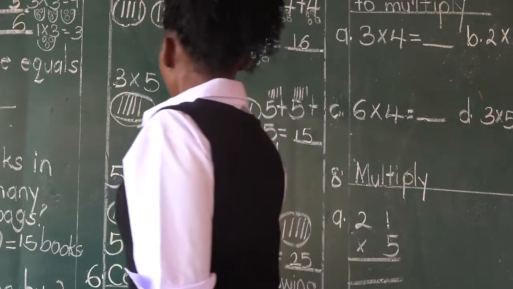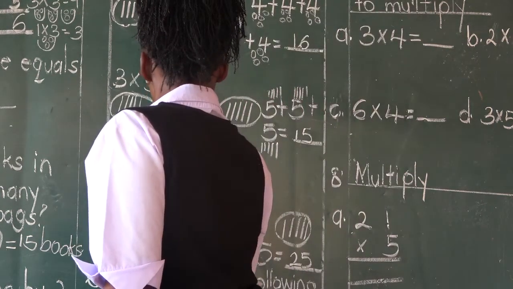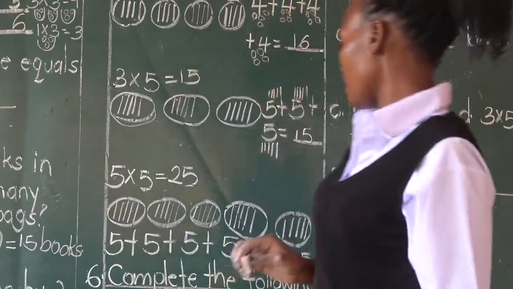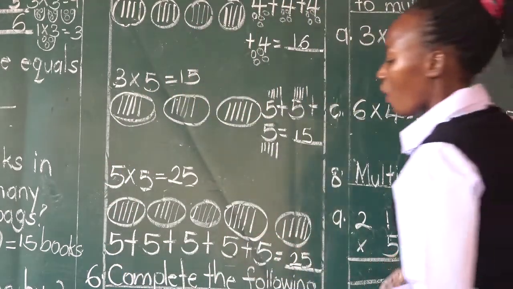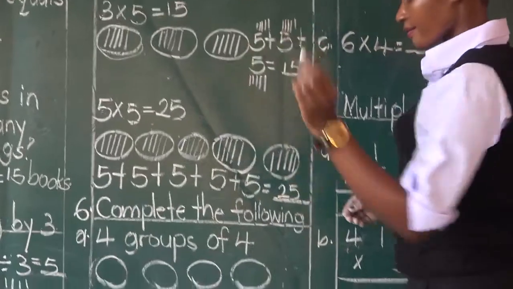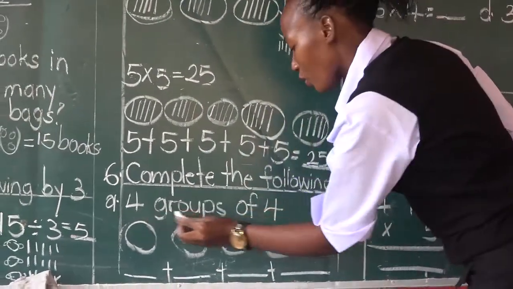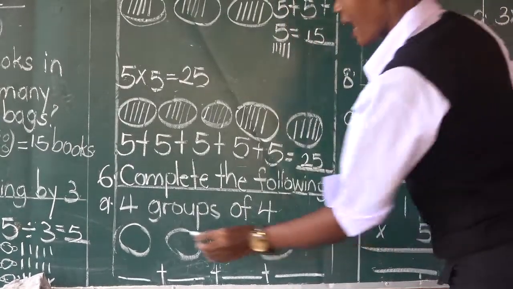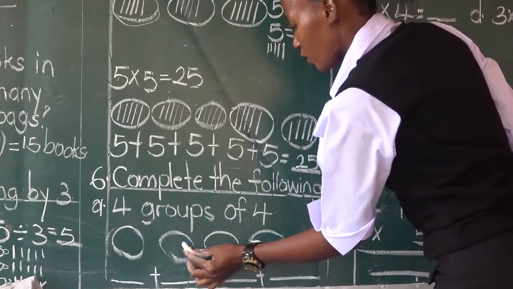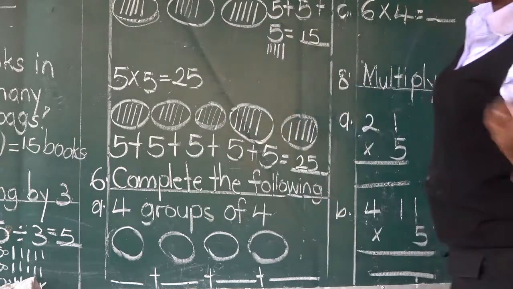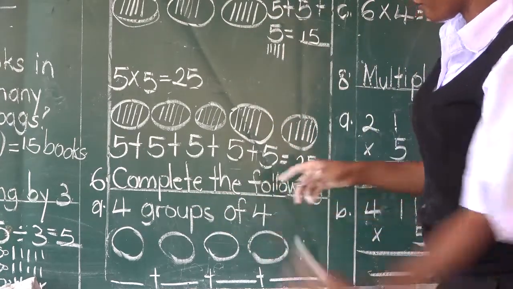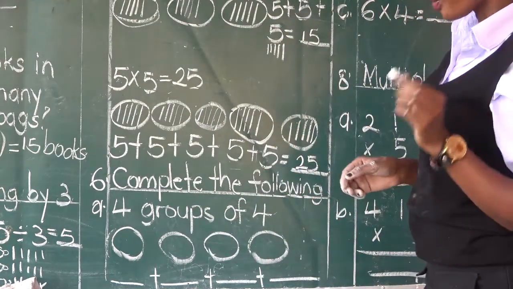5 times 5 will give us 25. Now, they want us to complete the following. Here they've written for us the sentence, 4 groups of 4. These are our 4 groups, 1, 2, 3, 4, of 4. Meaning that each group is supposed to have 4.